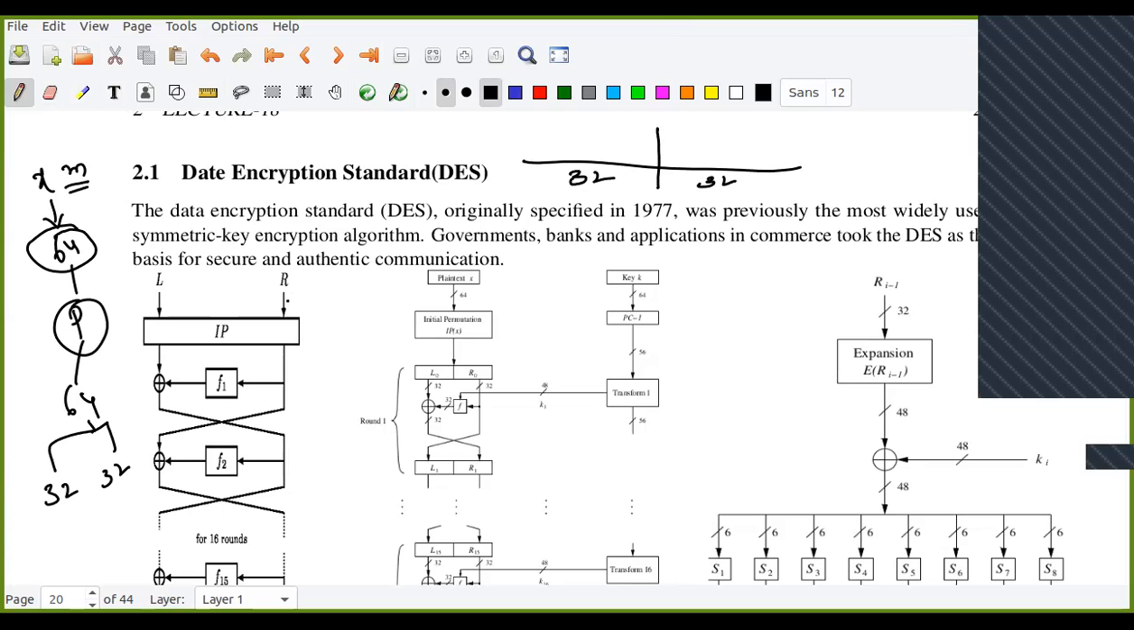Is it okay now, everyone? Now this is one round, the first round up to here. Now the second round starts from here. Are you following?